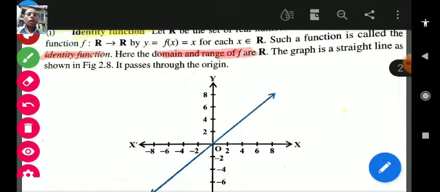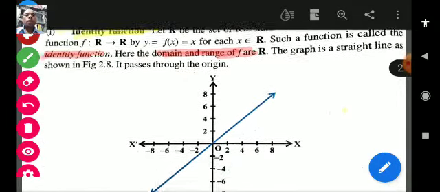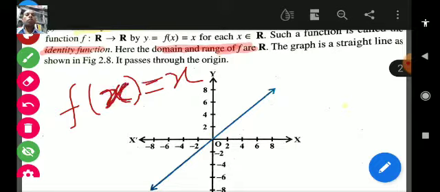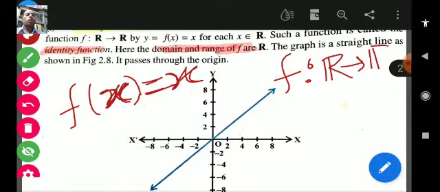So students, for the identity function, we have to remember that f of x equal to x. Whatever value you put here, you will get the same value, and this function is from the real number set to the real number set.